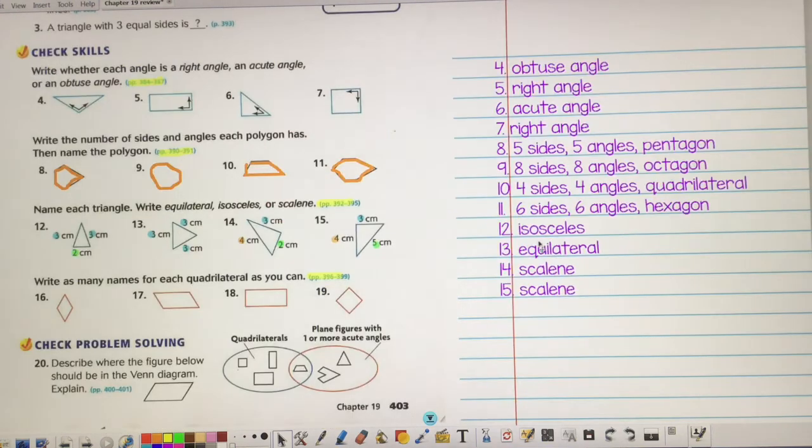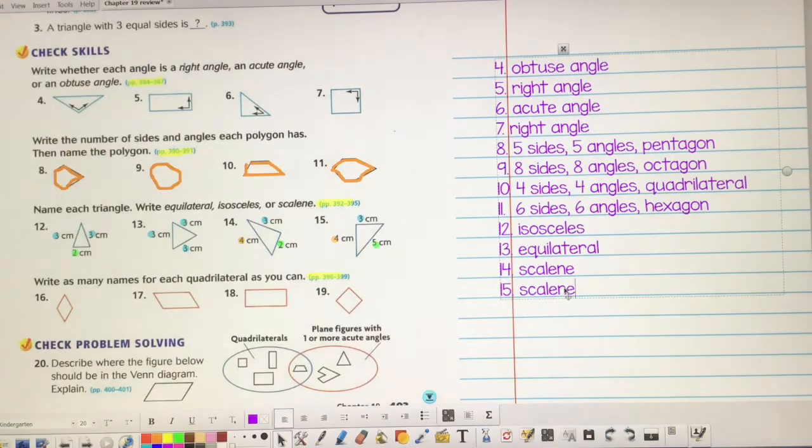So with that, for number 16, I'm going to write parallelogram and a rhombus. And I'm going to move on to number 17.